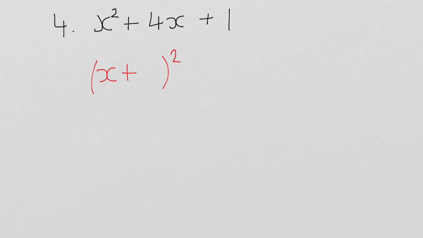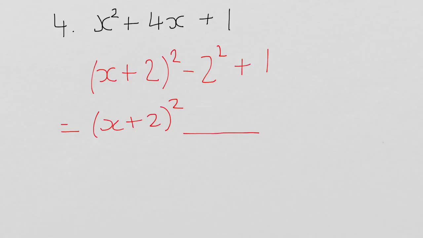And then all we're doing is half of this coefficient, so we're just adding 2. Now we're adding 2 squared, so we need to take away 2 squared. And then add your 1 at the end. Then you just rewrite that, and you should have x plus 2 all squared, then minus 4 plus 1. So you should have something here.